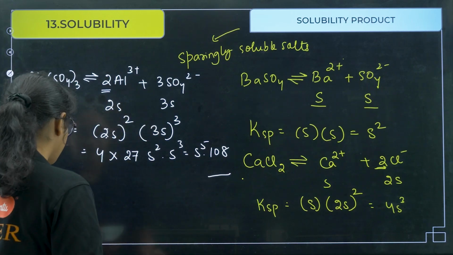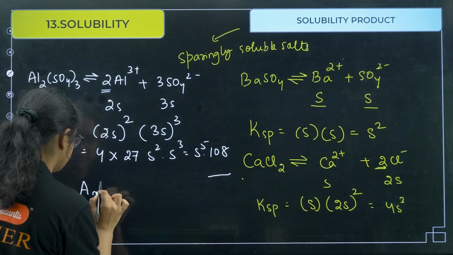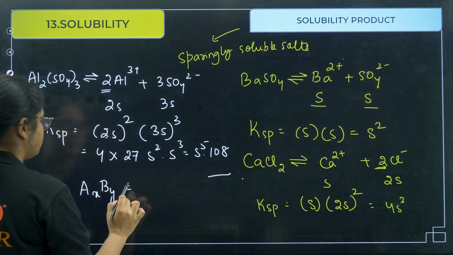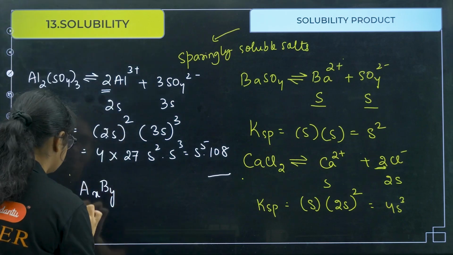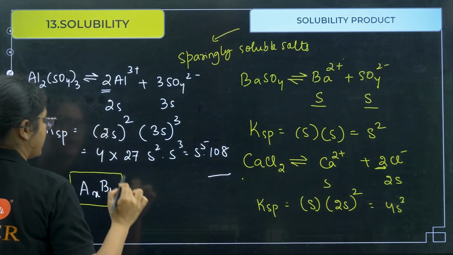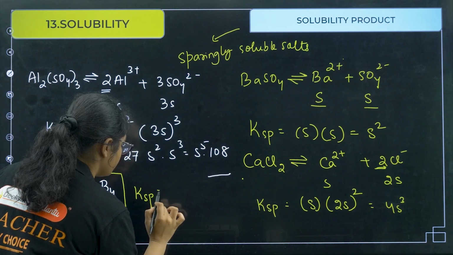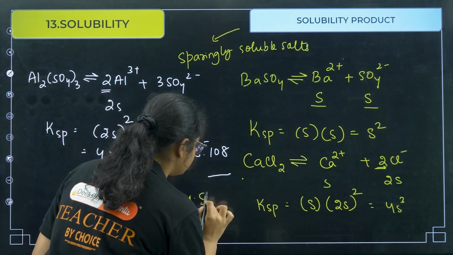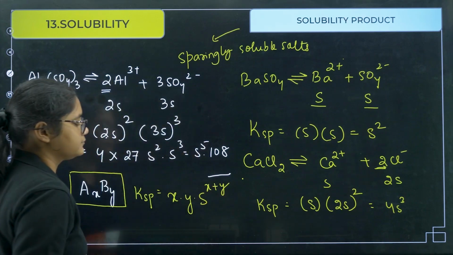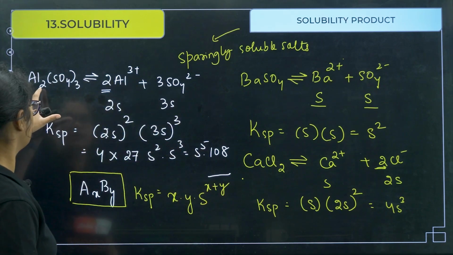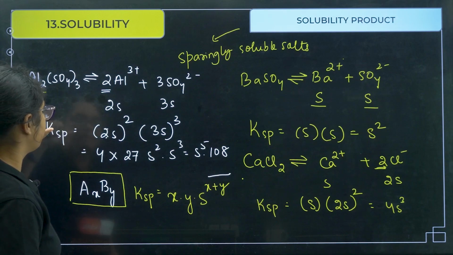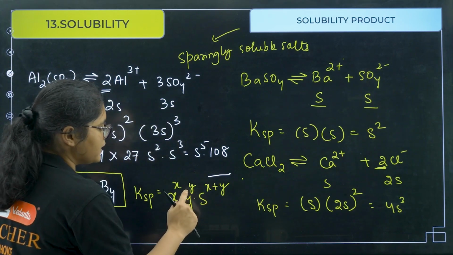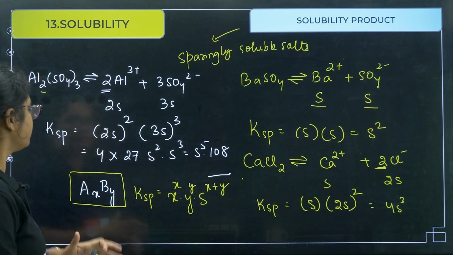Okay. Now if I have a general formula AxBy type salt, then what is the Ksp value for this one? If you have any AxBy type salt, then the Ksp value will be equal to x to the power of x, y to the power of y, into s to the power of x plus y. You can see the example here. Now you see this example.